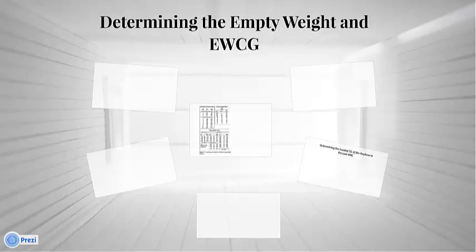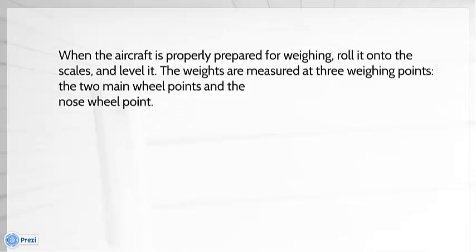Determining the empty weight and EWCG. When the aircraft is properly prepared for weighing, roll it onto the scales and level it. The weights are measured at three weighing points, the two main wheel points and the nose wheel point.